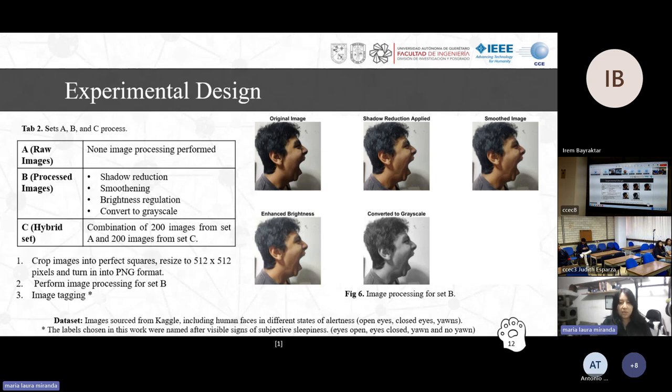For set A, the images were left in their original form. For set B, the image quality was enhanced using MATLAB, applying shadow reduction, brightness adjustments, and grayscale transformation to emphasize relevant facial features. Set C was a hybrid set created by randomly selecting 200 images from each of sets A and B. These sets were then annotated using labeling tools with labels such as no yawn, face, eyes open, eyes closed, and yawn, representing signs of drowsiness or its absence.